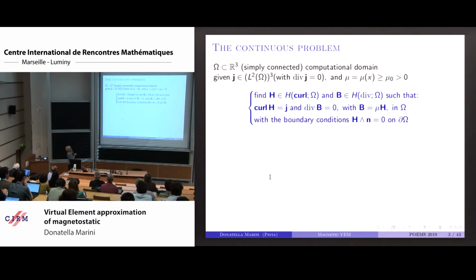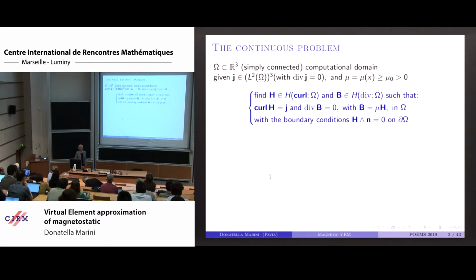J is the current density given, divergence free. Mu is the permittivity, and we are looking for the magnetic field H in H curl and the magnetic induction B in H div, verifying these two equations. Curl H equals J, the div B equals 0, and this is the relation between B and H.